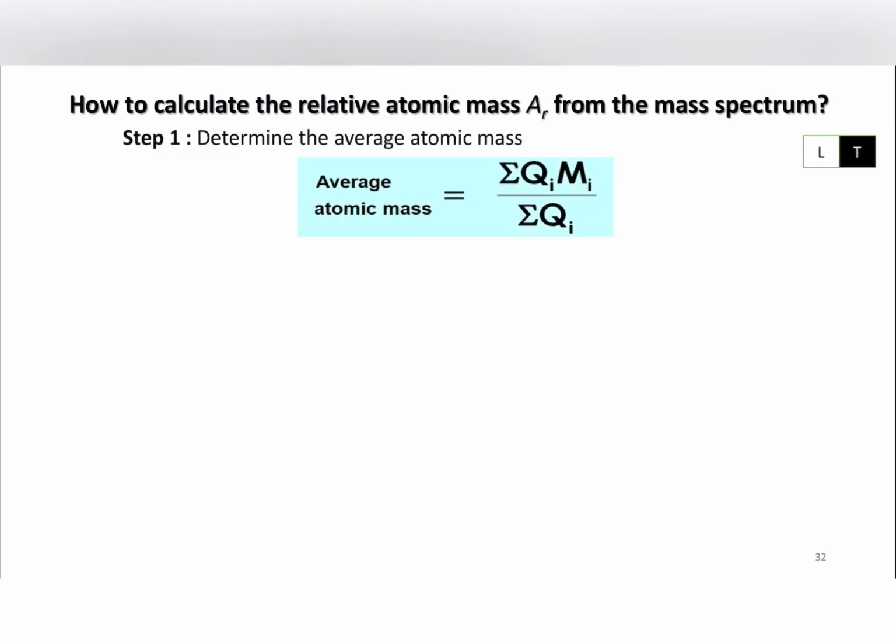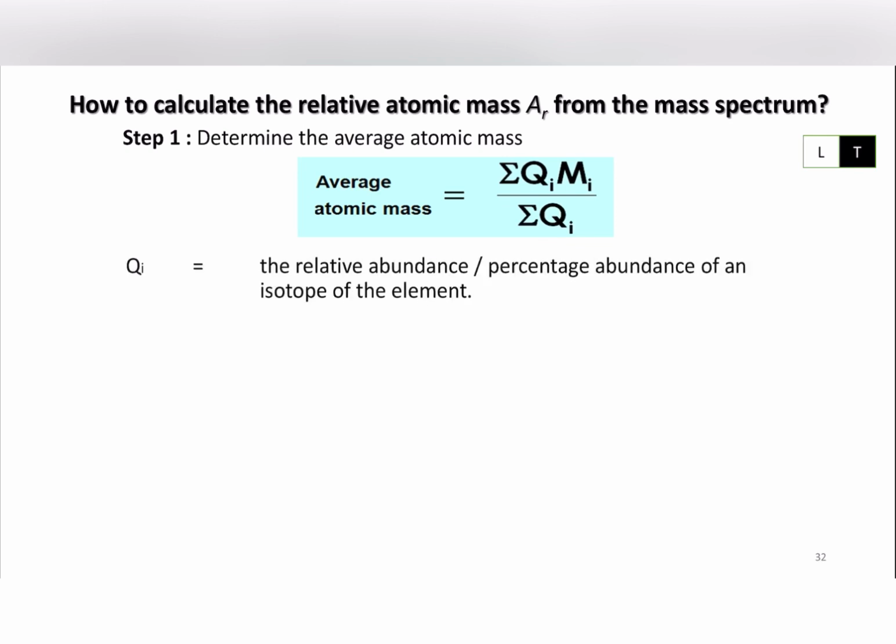So average atomic mass is the summation of Qi times Mi over summation of Qi. So what are those Qi and Mi? Qi stands for the relative abundance or percentage abundance of an isotope of the element. So this one is referring to the y-axis in your mass spectrum graph.